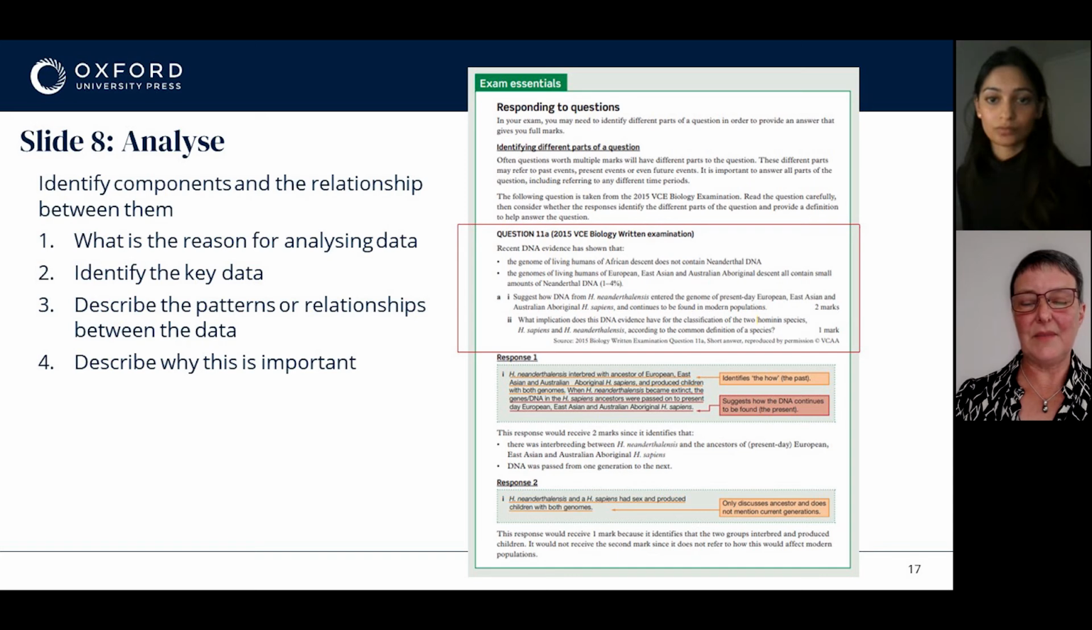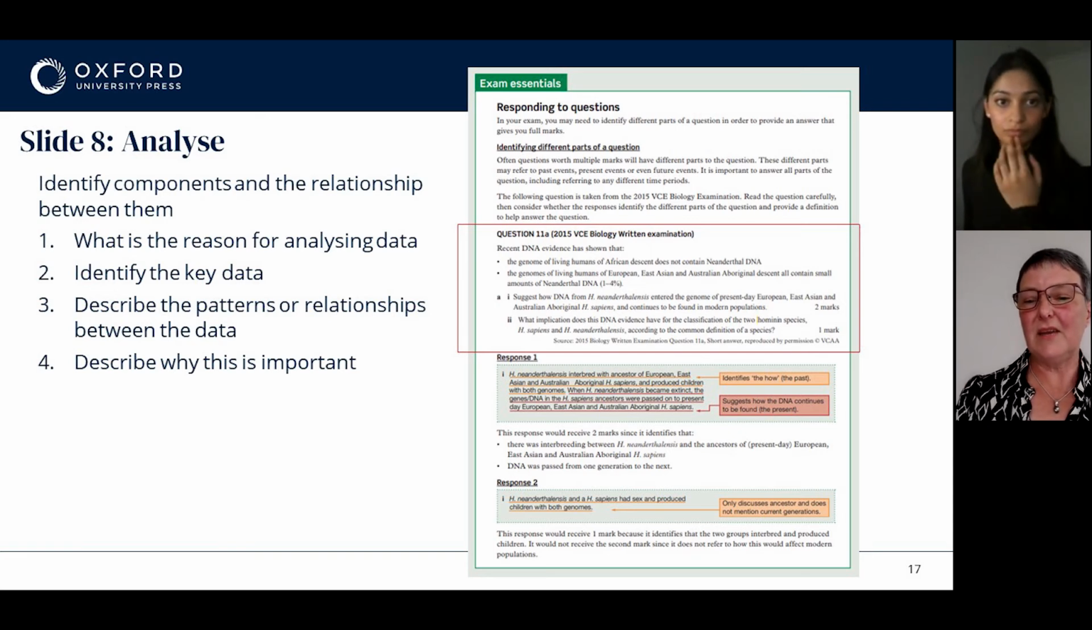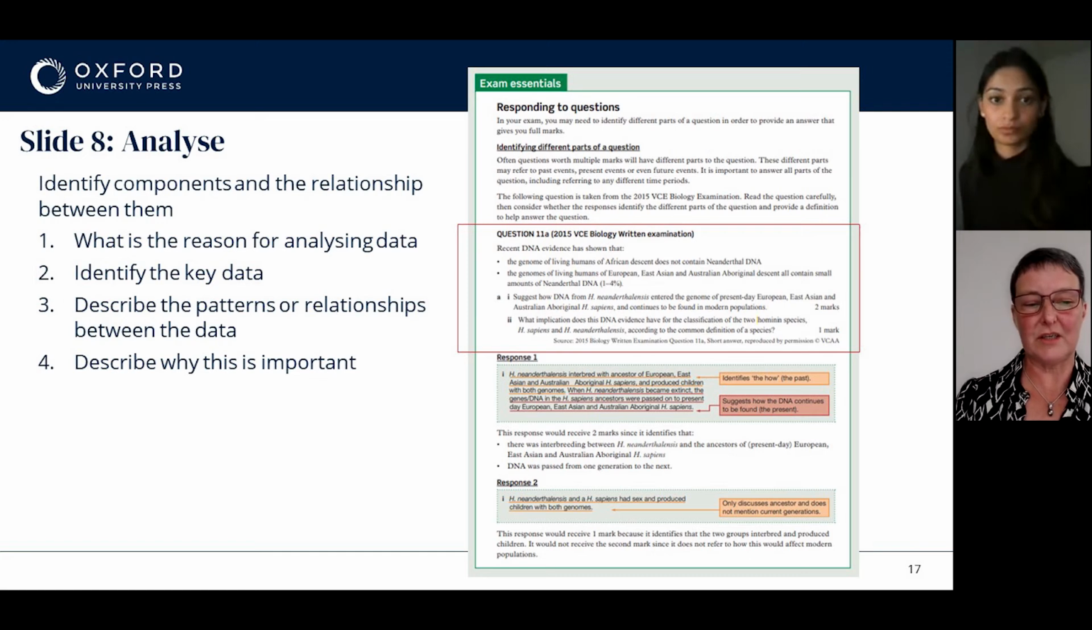Now, analyse is something, again, we haven't used a terrible lot in the sciences. It does appear sometimes in the humanities. So it means to identify the components, so the key components and the relationship between them. So it's a bit like a justify, but it's a bit more specific, and it's not saying you're justifying a particular answer. So what are you trying to analyse? What's the reason that they give? And that's usually in the stem of the question.